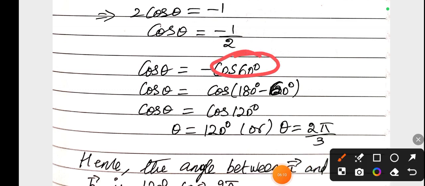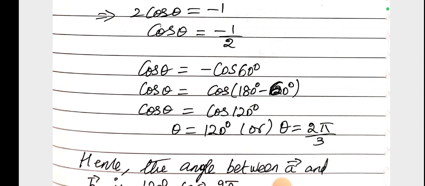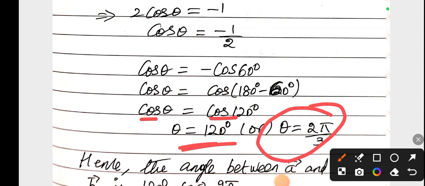What's 1 by 2? 1 by 2 is cos 60 degree. So minus cos theta, we can write it as cos of 180 degree minus theta. So that way you can write cos of 180 minus 60 degree. If you remove the cos, you will get theta equals 120 degree or 2 pi by 3. Actually, cos and cos we won't cancel like that, you know.